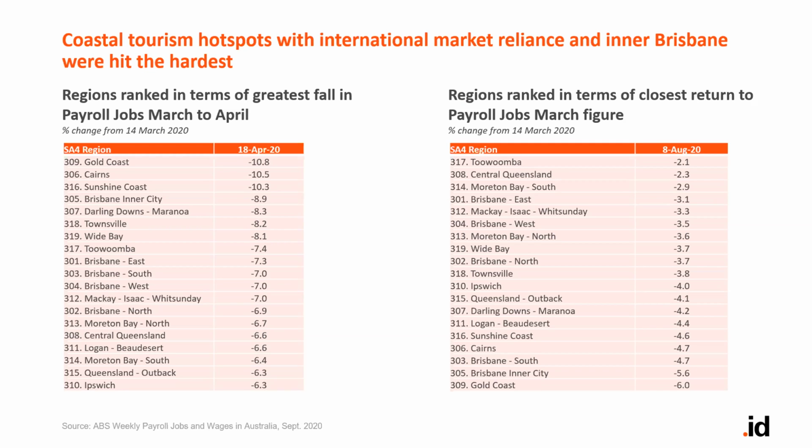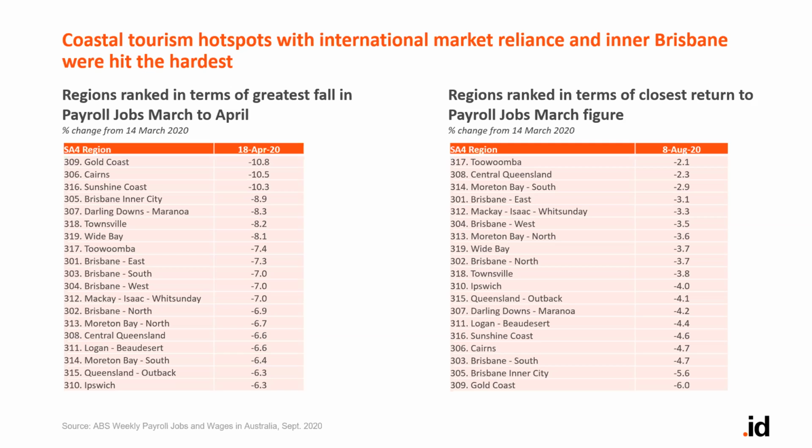If you go into Brisbane at the moment, it's dead. You know, you could hear a pin drop, and it's a real worry because they're investing money into a place that we don't know how well it's going to recover. We can see here regions ranked in terms of greatest fall in payroll jobs March to April. Gold Coast, Cairns, Sunny Coast, Brisbane Inner City, Darling Downs, Maranoa's up there as well. So you can see they're in the top 5. These are the ones that fell really hard right at the start. Now we can see who is recovering. Toowoomba, Central Queensland, Moreton Bay, Brizzy East, Mackay, Isaac Whitsundays.